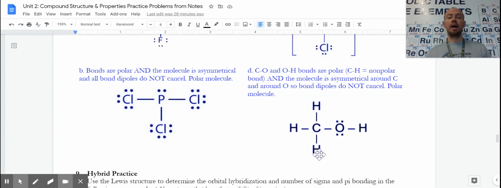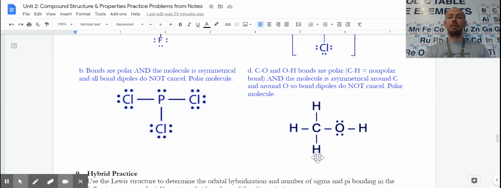The C to H bonds are nonpolar, but O to H bonds are polar, and C to O bonds are polar. They have a big enough difference in electronegativity, and even if we don't have the exact values, there's kind of a gap between them on the periodic table, which likely means that there's a big enough difference to make them polar. The other thing to note is that it's asymmetrical.